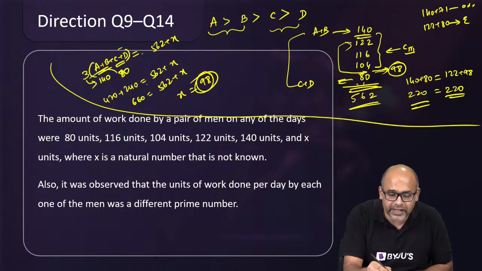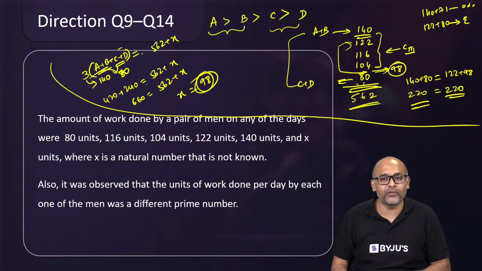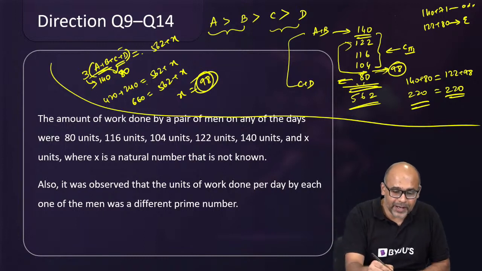3 into 140 and 3 into 80. Varun, what are you following? A plus B is 140, C plus D is 80. So 3 into 140 is 420, 3 into 80 is 240.